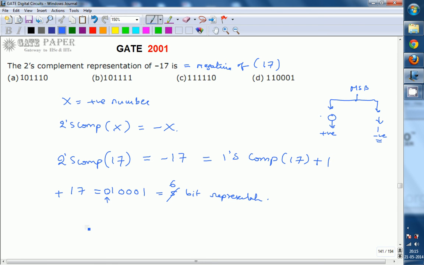For that, the 1's complement of 010001 is 101110, and adding 1 at the LSB gives the 2's complement representation of 17. So this is the 2's complement representation of minus 17, and the answer is 101111. So the answer is B. Thank you.